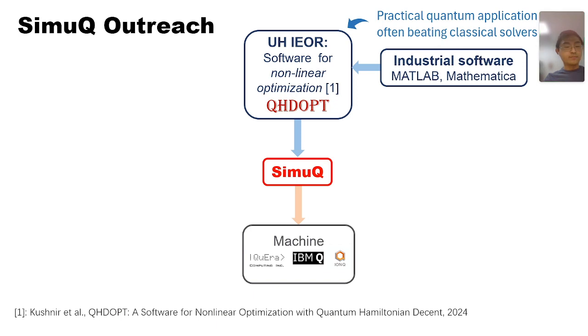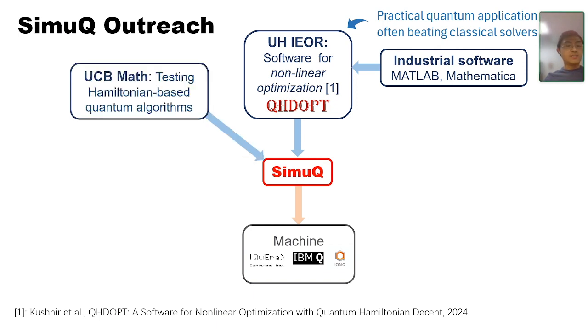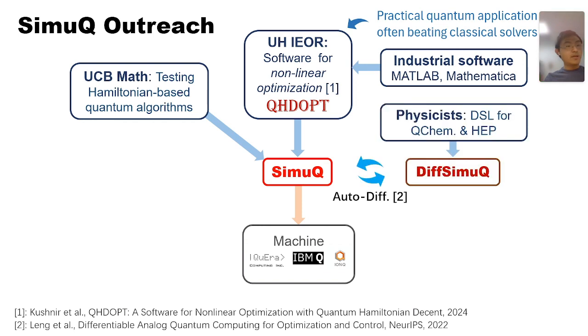We are also working with Professor Lin Lin, a mathematician at the University of California, Berkeley, to test their Hamiltonian-based quantum algorithms. A possible extension of SimuQ integrating automatic differentiation is also planned to consider parameterized quantum systems and the optimization of them. The theory of such automatic differentiation is presented in our paper in NeurIPS. We are collaborating with physicists to develop domain-specific languages for quantum chemistry and high-energy physics to deploy pulse-based variational algorithms for the problems they care about.